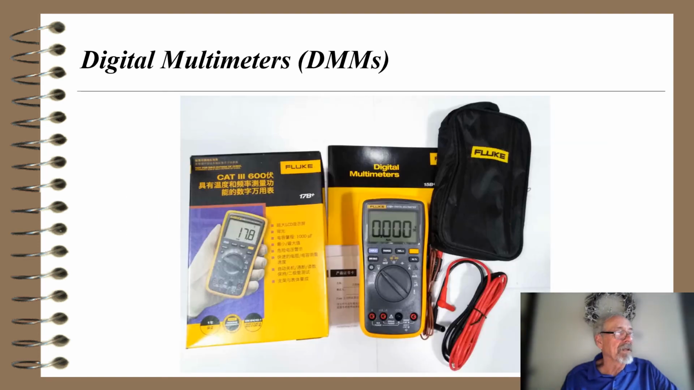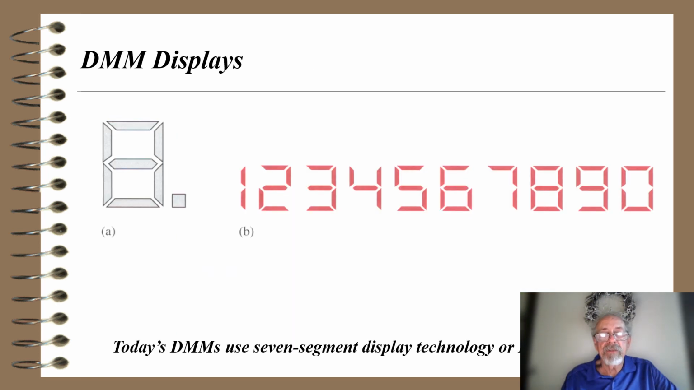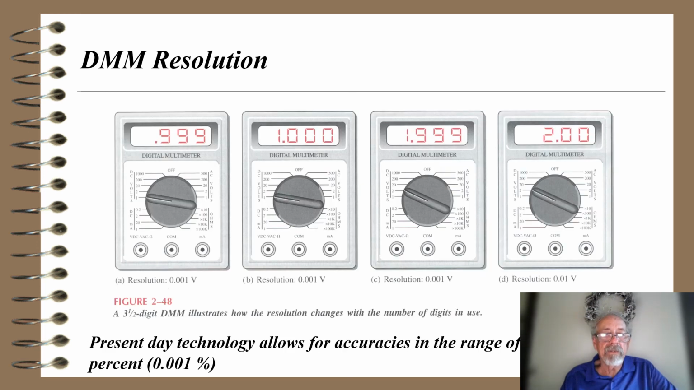Digital multimeters look like this. Fluke is a major manufacturer, and they work quite well. How do they have the display? Basically, they use 7-segment display technology or some variation of that to put the digits up on the meter. They might also use an LCD display. So here's our present digital multimeter resolution, and you get accuracies in thousandths of a percent.